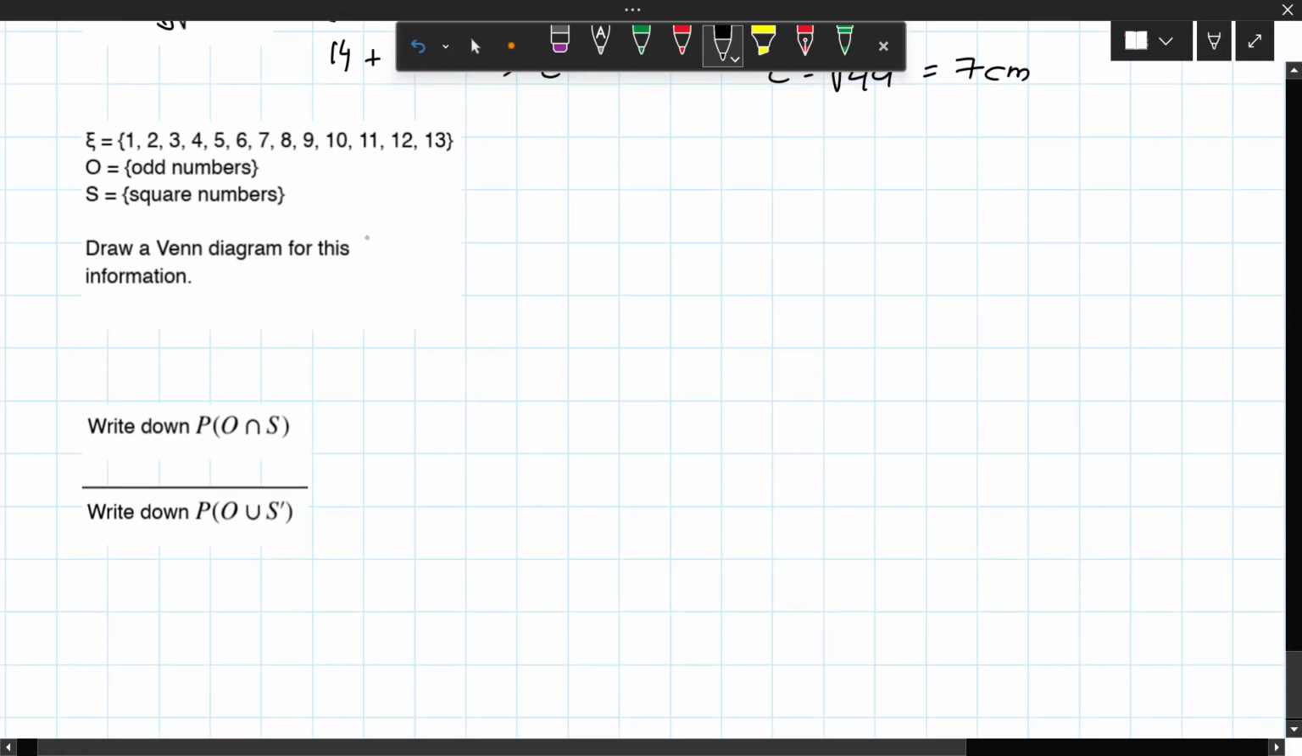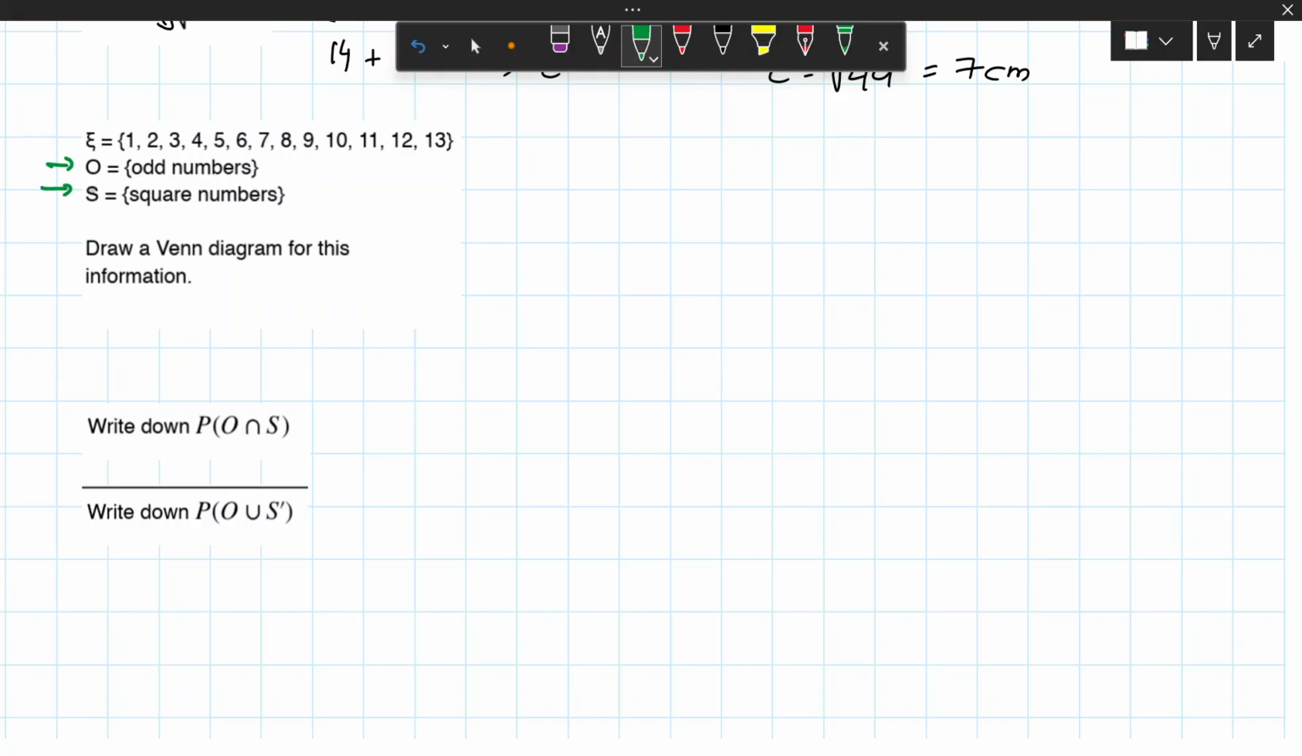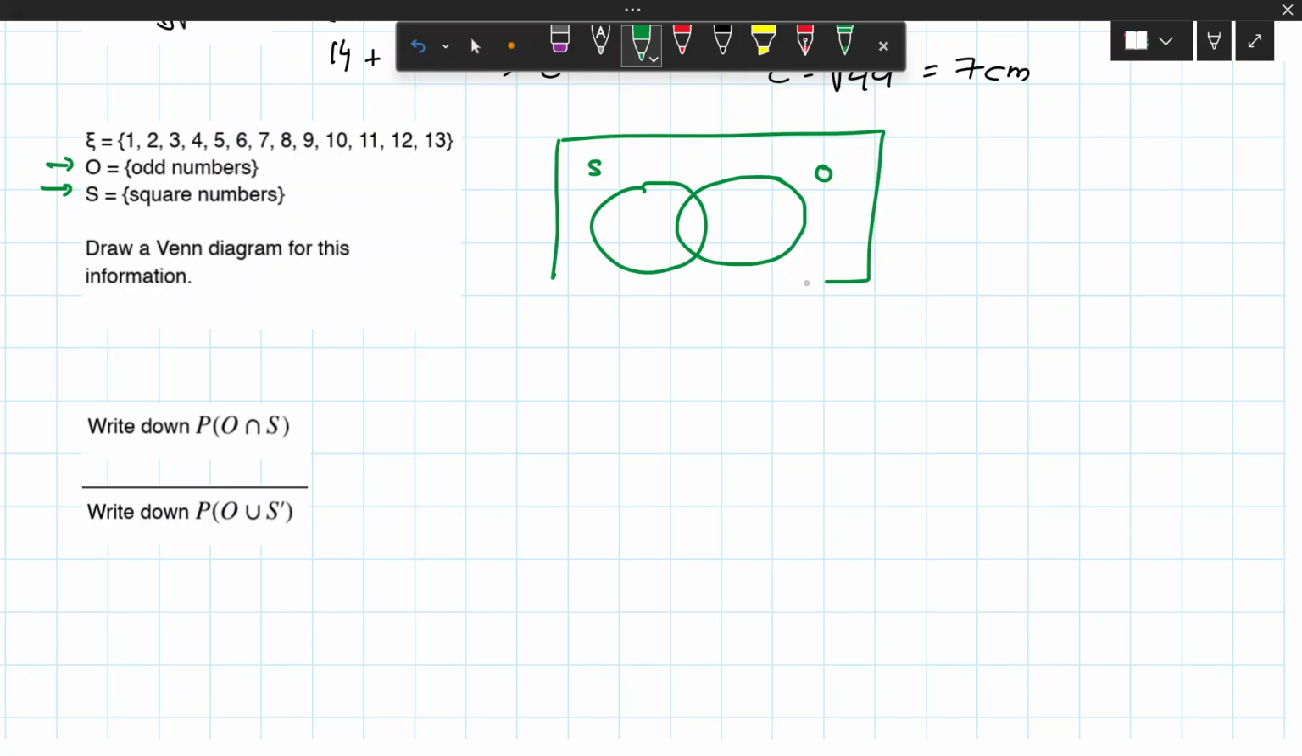Coming to the end, the last question, we just have to draw a Venn diagram. So we need two circles here, one for O, one for S. Always remember the rectangle or the box in which you are putting everything. So the thing that looks like an E, I tend to remember it as E, stands for everything. So I need to put all the odd numbers in O. Now one good practice is as you're putting each number, it's good to strike those numbers out.